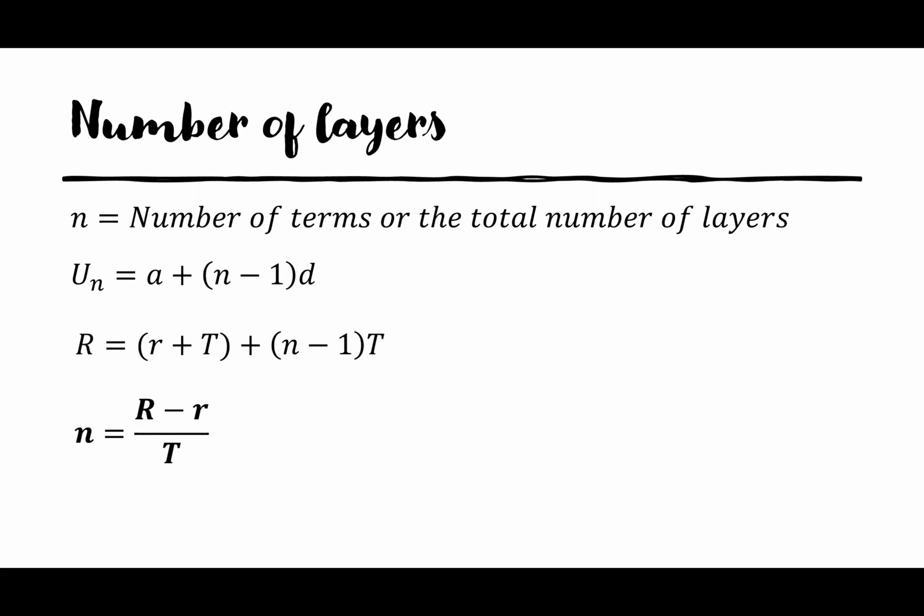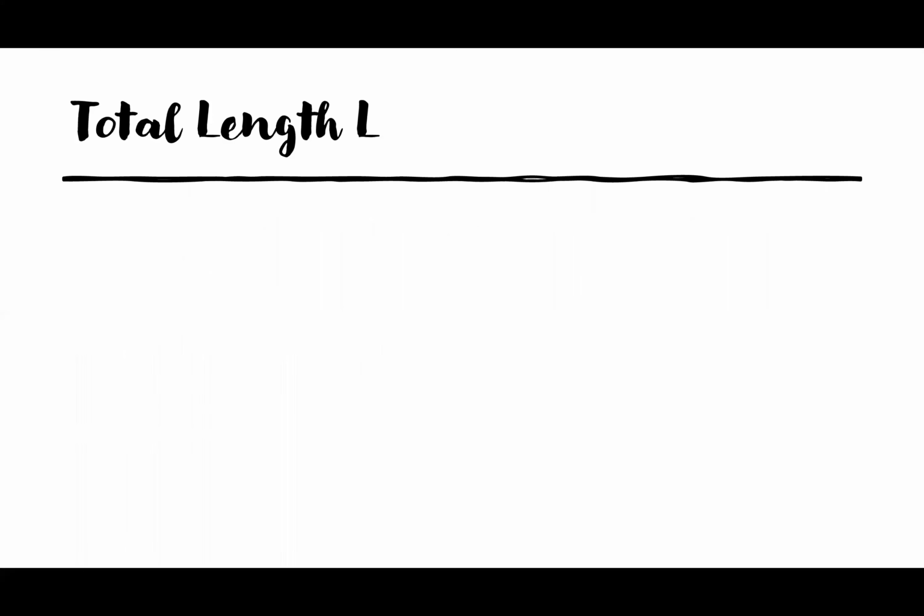And then let's do the calculation and then rearrange, make r the subject. Make n the subject. n equals R minus r, divided by t. And now let's calculate the total length of the toilet paper.